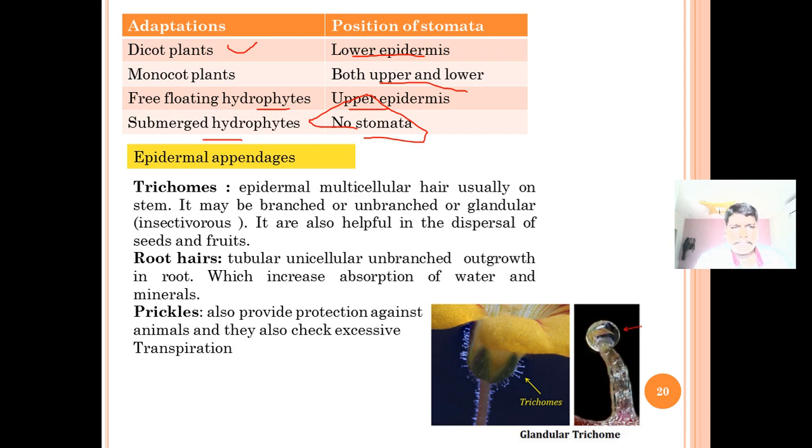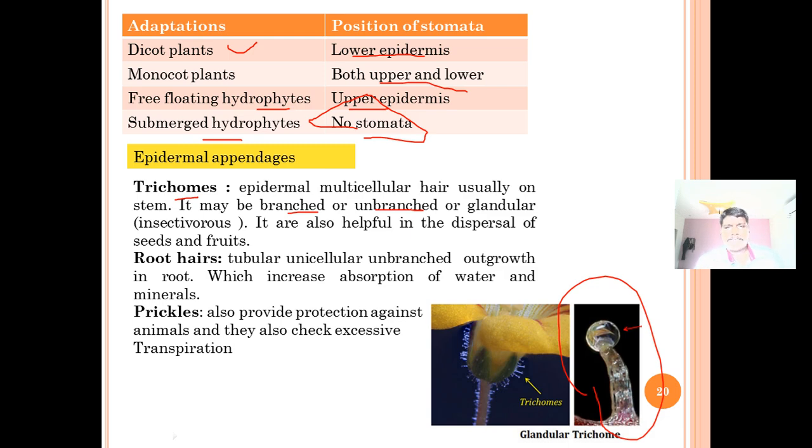Then trichomes. Trichomes may be branched or unbranched. Here in this diagram, it is a structure of a trichome. This is a glandular one, especially found in some insectivorous plants.